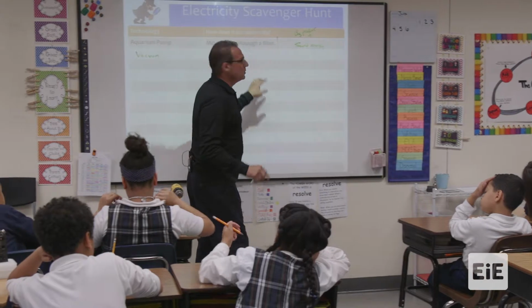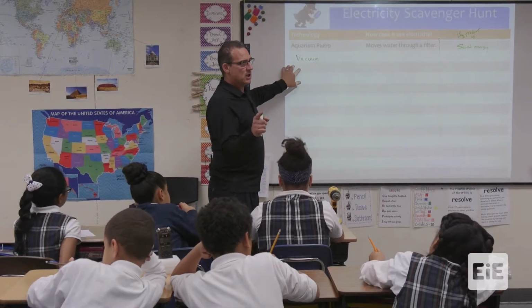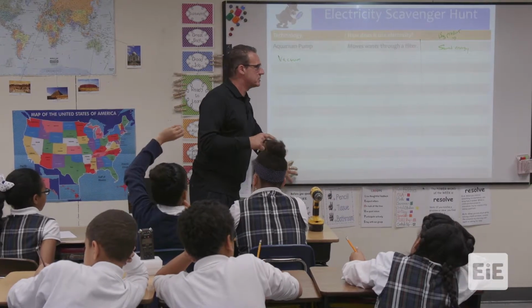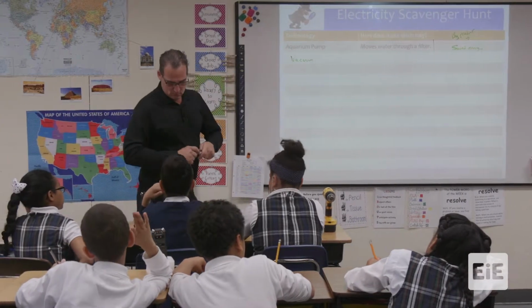So what I'd like you to do is just do one item on the back of your paper, and when you're done, I'm going to have someone come up to the board until we fill up these 12 or so categories, okay? Go ahead.